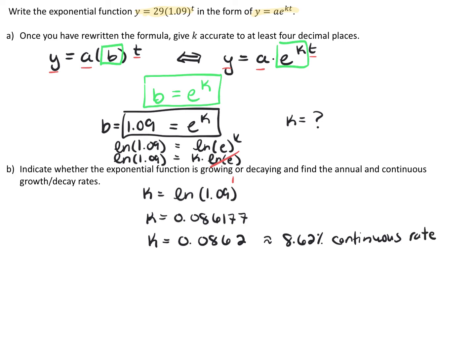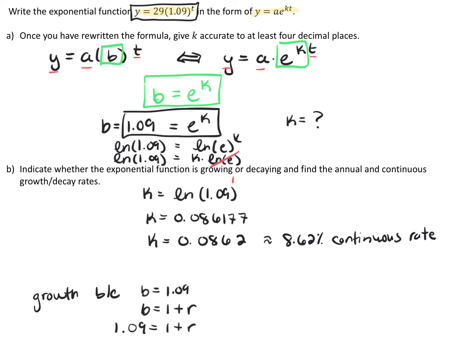Okay. All right, question B, indicate whether the exponential function is growing or decaying, and then find the annual and continuous rate. So going back to the original problem here, we know that this function is growing, because our factor is 1.09, which is a value greater than 1. From this growth factor, we can work backwards and solve for r. We know that b is equal to 1 plus r whenever we have growth. So I'm going to just substitute b as 1.09.